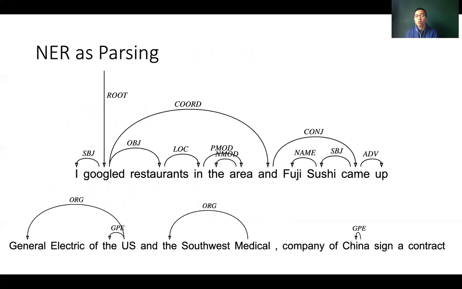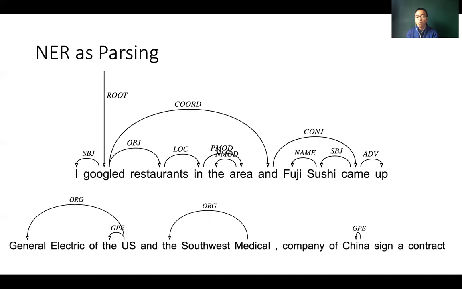In our case, we try to solve both flat NER and nested NER with just one simple system, which is an idea from dependency parsing. For normal dependency parsing, you are given a sentence, and the task is to find the head of each word, each token in the sentence, and also their relationships, such as subject, object, and so on. Whereas when we cast NER as a parsing task, we have slightly different rules.